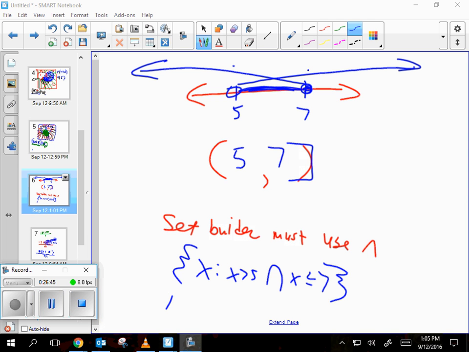For set builder, you need these squiggly things on the end, and I know you may not be perfect at making them, but do your best. It should not just be a regular bracket. Yes?